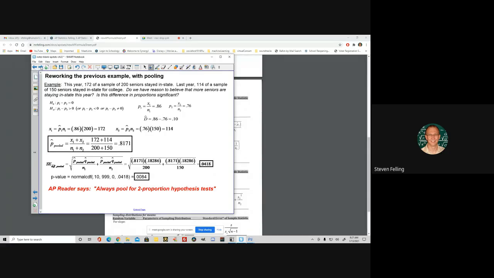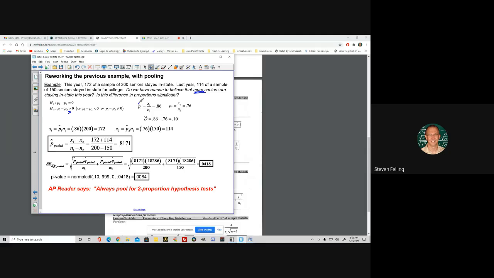Okay, so here's an example where we're just going to rework that last problem, but we'll do this with pooling this time. So let's say that this year 172 out of 200 seniors stayed in state. Last year 114 out of 150. Do we have reason to believe that more seniors are staying in state? So we make our alternate the greater than shading.